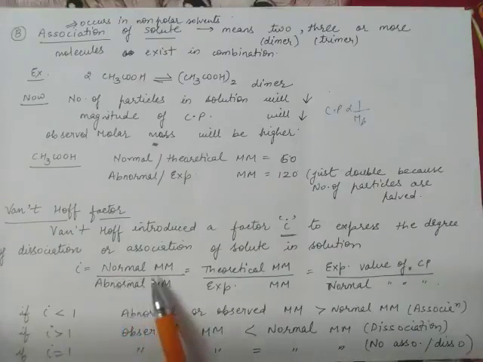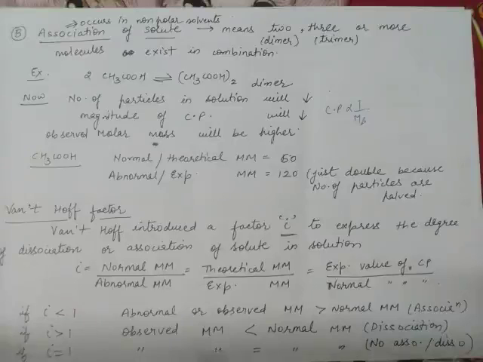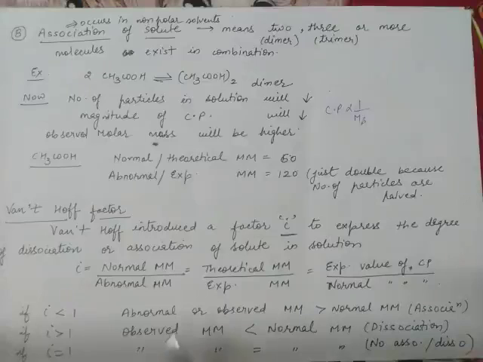What is normal molar mass? It is the theoretical molar mass. Theoretical means we calculate it using the knowledge of atomic masses. And what is abnormal molar mass? This is the experimental molar mass. Experimental means we are calculating this using the colligative property formula. Is this clear? So the ratio will give you the value of i.